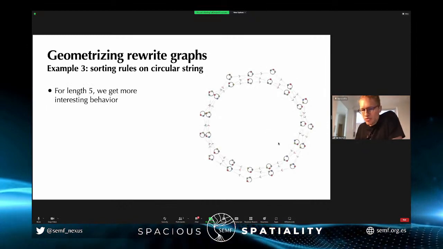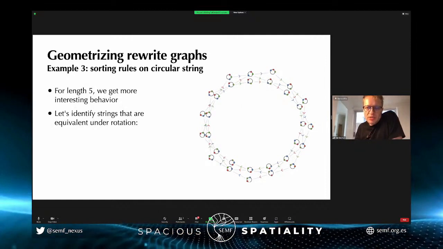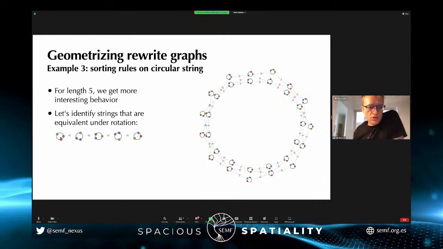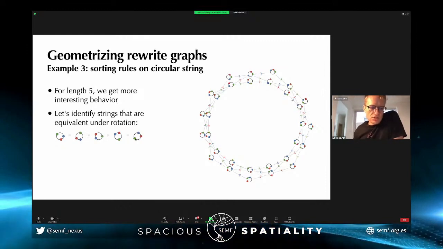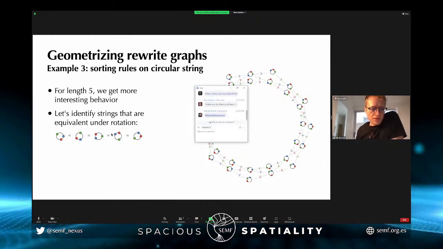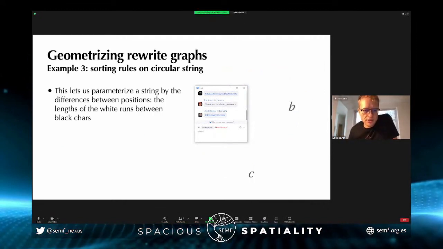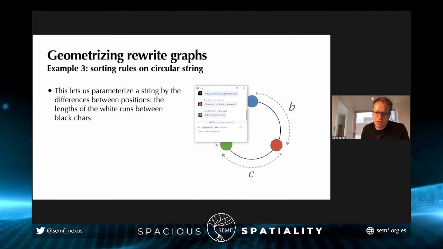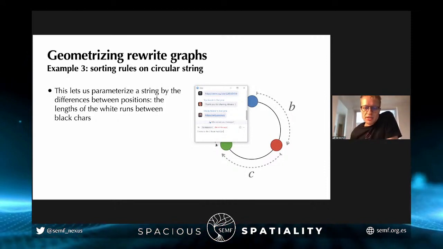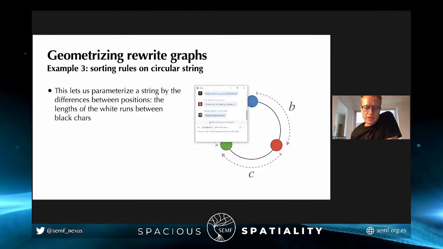For length 5, we get a little bit more interesting behavior. It's a bit harder to see what might be going on here. But inspired by that original coincidence we saw before, we can decide to identify all of the circular strings that are equivalent under rotation. We're not forced into that move. That's just one we're going to make to try to bring out the underlying geometry here. So all of these are the same. We're just globally rotating that circular string. When we do this, we can parameterize one of these circular strings with three integers, three natural numbers. And what those natural numbers will be is the distance from each black cell to the next cell. So the number of white cells that are in between them, right?